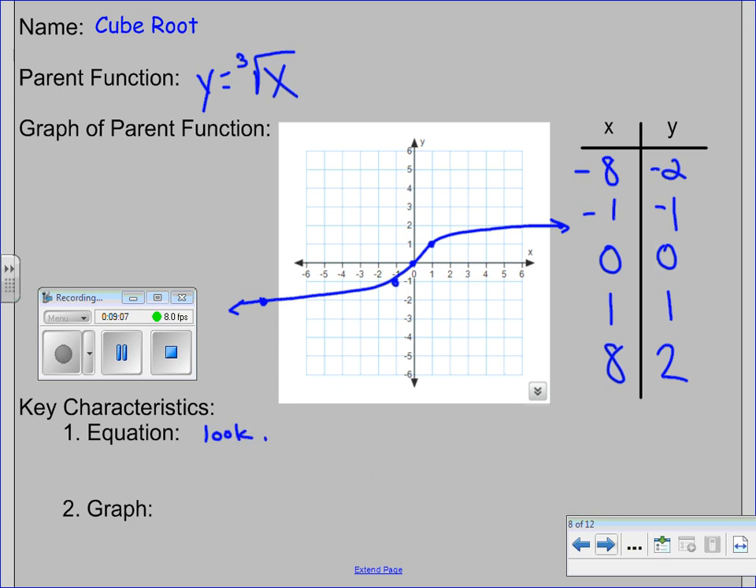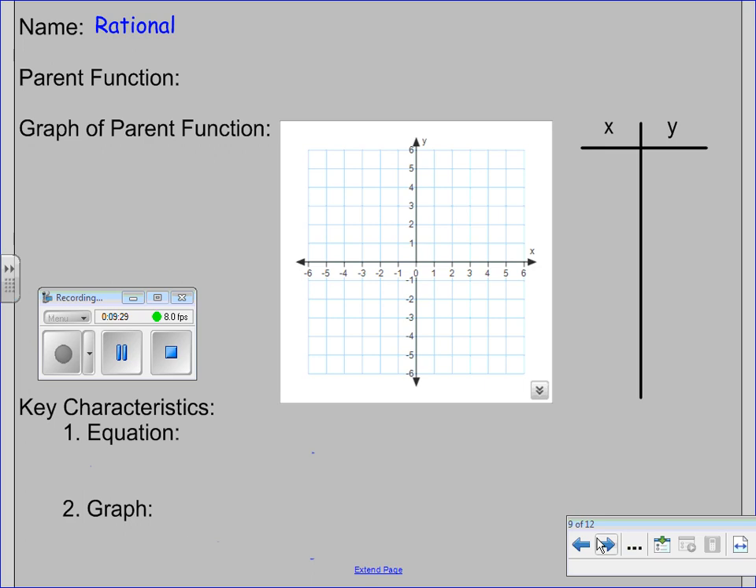Look for a cube root symbol, right? If you see that, it's a cube root function. All right, how are we going to recognize the graph? Again, it's going to have opposite end behavior. But this time with our end behavior, it's going to be going left and right, or right to left.